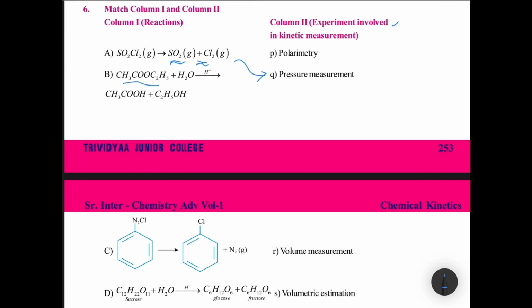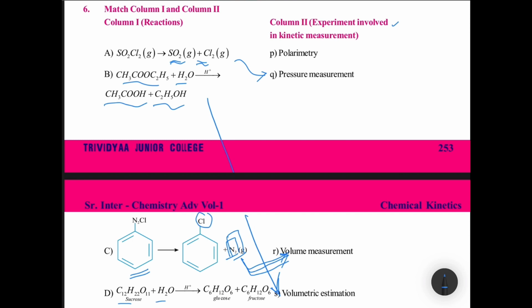CH3COOC2H5 plus H2O gives rise to acid and alcohol. For this we generally go with the volumetric estimation. And here you see benzene diazonium chloride converted to chlorobenzene with evolution of nitrogen gas. Nitrogen gas is a gas with volume, so volume measurement is best for this, and correct for that.